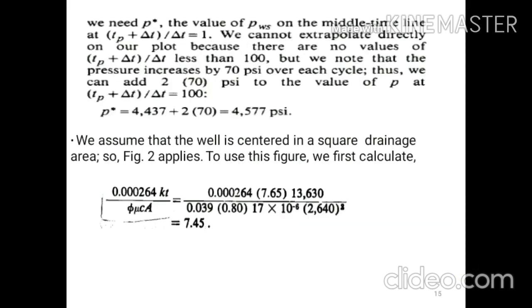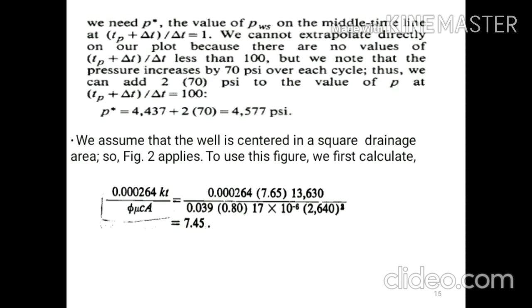We need p-star, the value of pws on the middle time line at (tp+Δt)/Δt equal to 1. Then you can extrapolate the middle line to (tp+Δt)/Δt equal to 1 and extrapolate pressure p-star. Here, as you can see, we note that pressure increased by 17 psi each cycle. So we can add 2 cycles to the value of p at (tp+Δt)/Δt equal to 100.